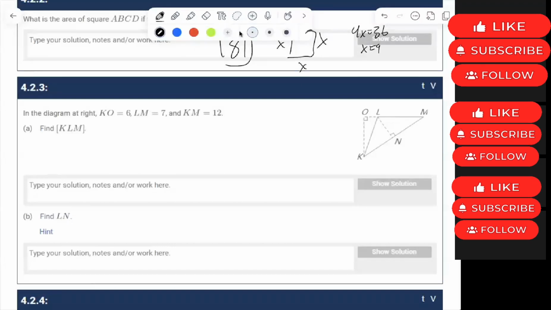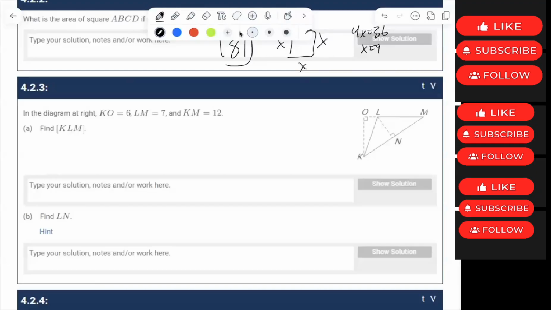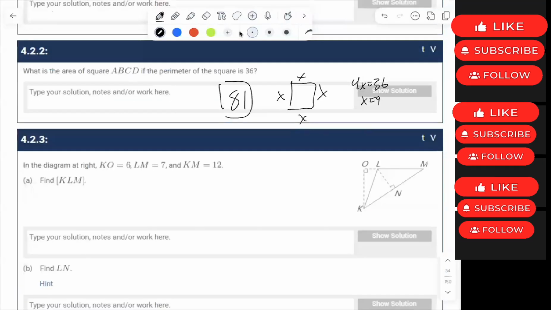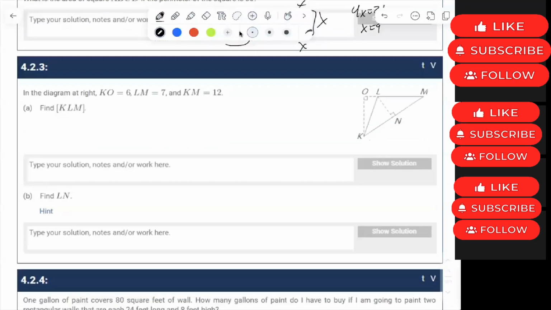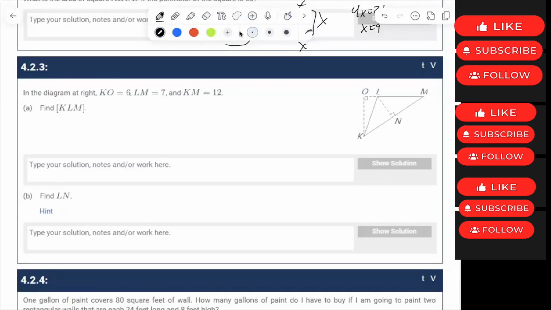All right, let's get started with this question now. So how do you approach this question? Well, the bracket around KOM denotes the area of a triangle. Just so you know for future uses.